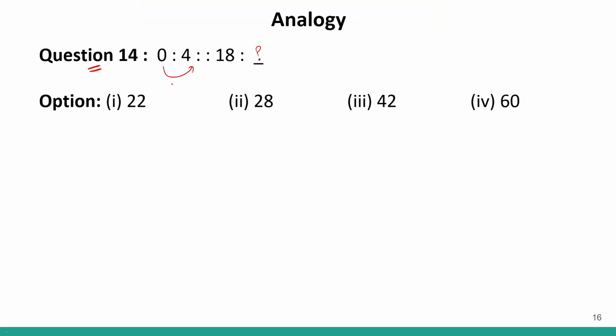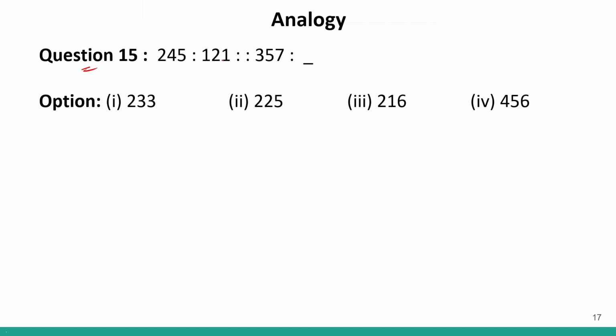So, clearly I can see this is plus 4. So, if I add plus 4, what will I get? I will get 22. Do we have 22 as an option? Yes. So, this will be my answer. Option number 1, 22 is the correct answer to this question. Okay, coming to question number 15. Question number 15, again I can see big differences.